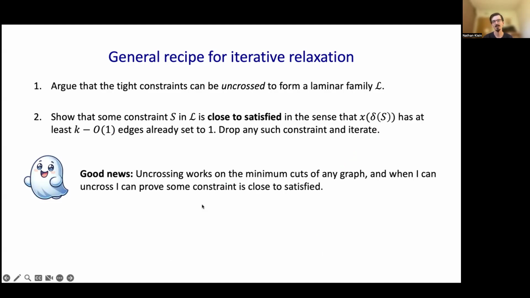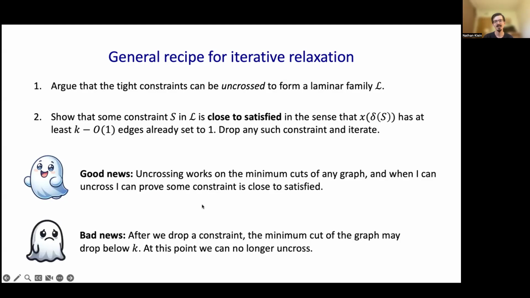So at the beginning of the algorithm, we have a fractionally k-edge connected graph, and our constraints are going to be minimum cuts of this graph. So at the beginning of the algorithm, I can always perform step 1. And in fact, as long as we can perform step 1, it's very easy to prove that step 2 holds as well. So this sounds great. Why aren't we done? Well, the bad news is that after dropping some constraints, the minimum cut of this graph may drop below k. And at this point, step 1 fails, and we don't know what to do.